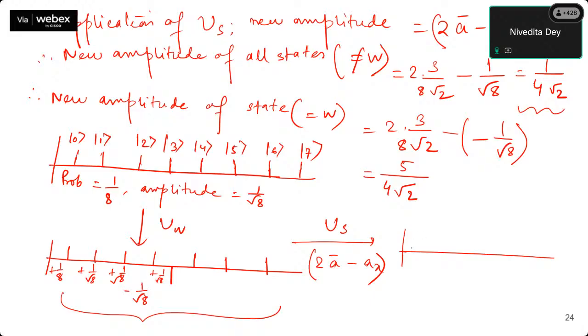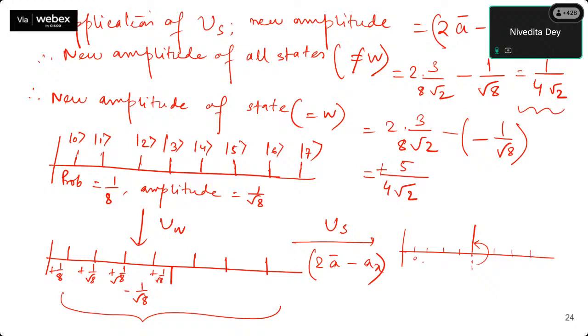And it will be all the other values, though they are positive, their amplitudes will be less. And this one which was here, I am just with a simple math trick, changing again the phase to positive, making it plus 5 by 4 root 2, and it will be like this. And then the remaining ones will be as it is.